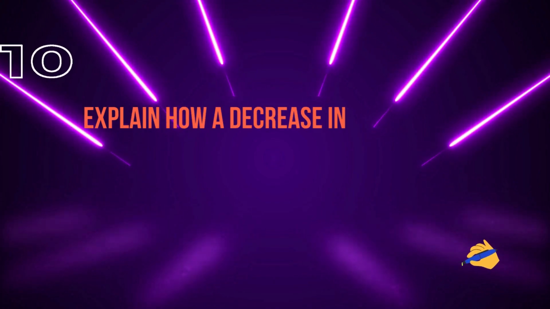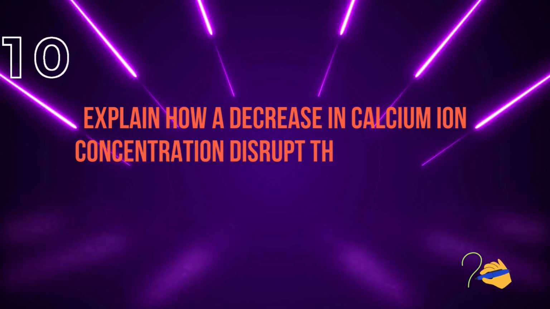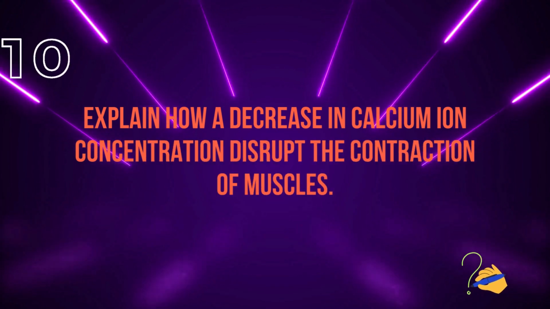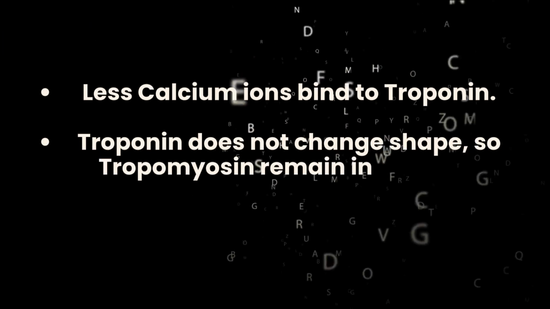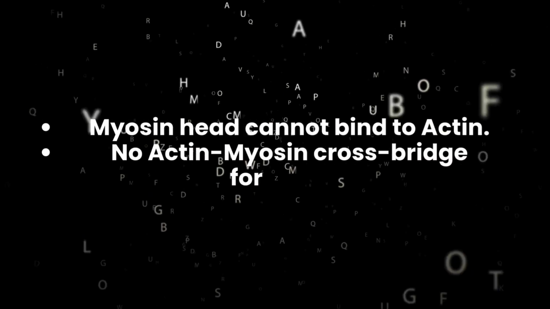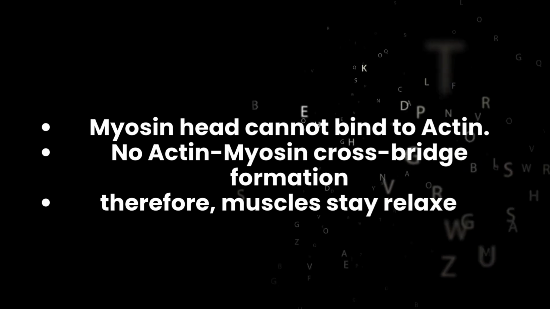Question 10. Explain how a decrease in calcium ion concentration disrupts the contraction of muscles. Less calcium ions bind to troponin. Troponin does not change shape, so tropomyosin remains in position. Myosin head cannot bind to actin. No actin-myosin cross-bridge formation, therefore, muscles stay relaxed.